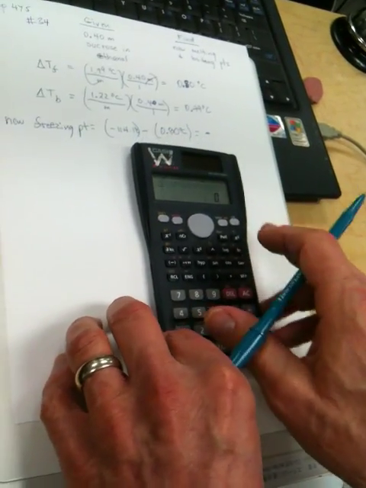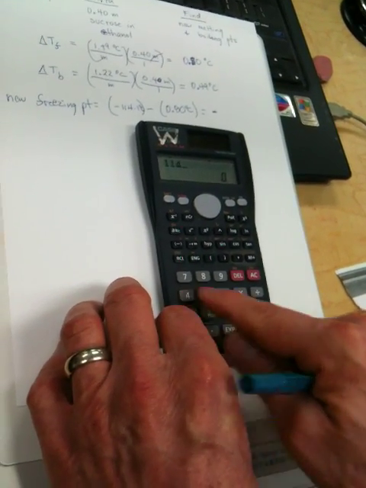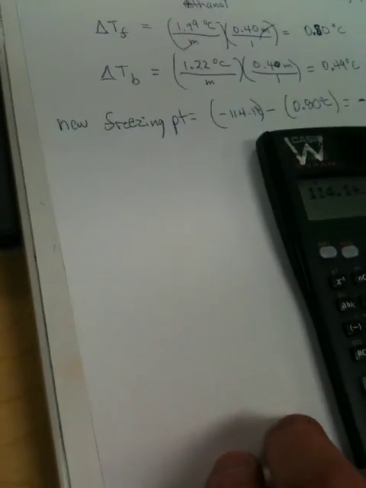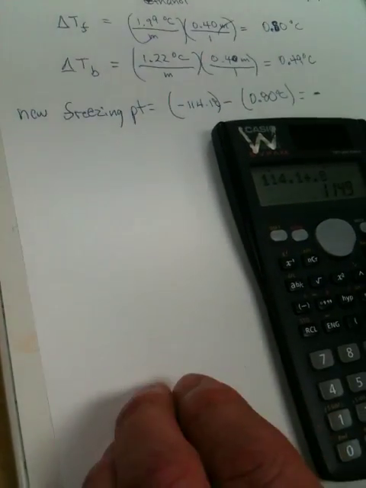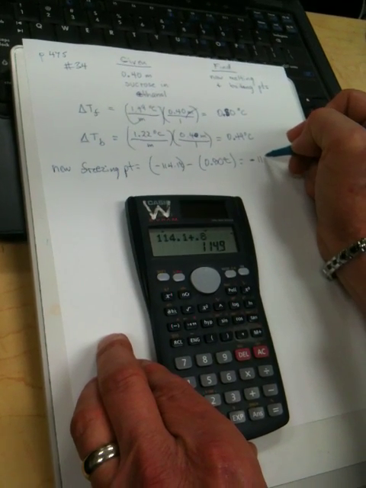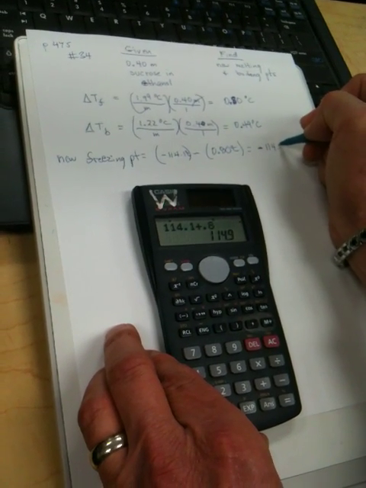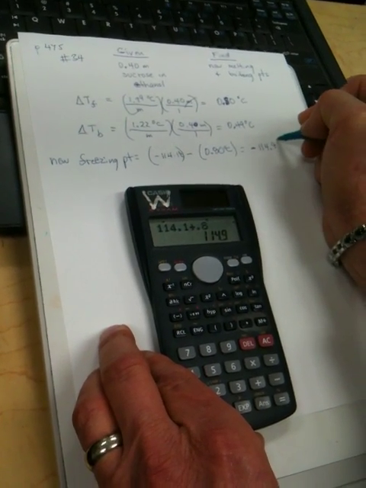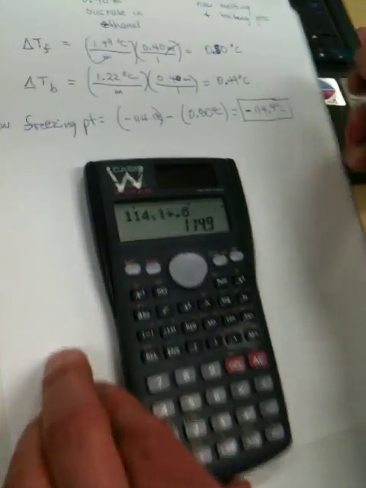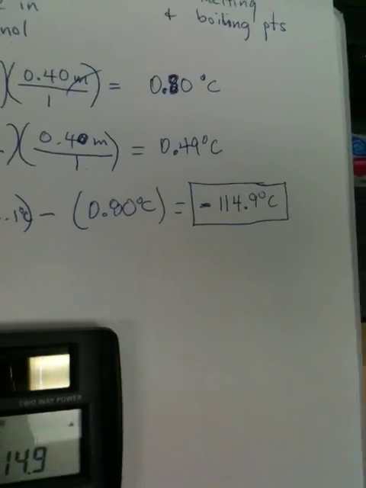So for my purposes, I'm just going to put 114.1, and I'm going to add in the 0.8, and we get the new freezing point is minus 114.9. You have to have that 1 decimal in there. Just 1. That's all you need. Okay? And then we go to the new boiling point.